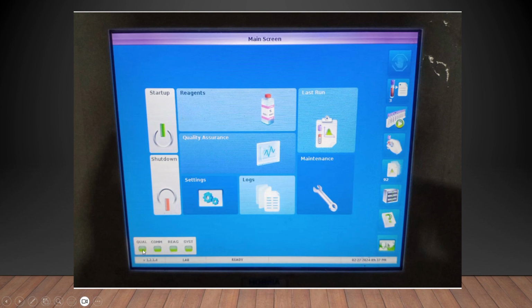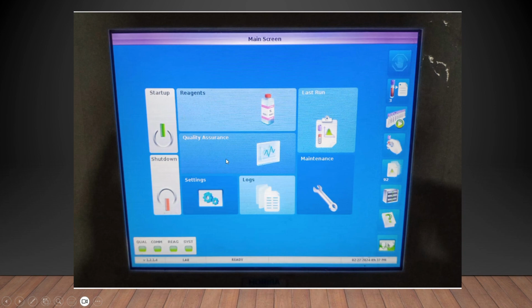Quality control sometimes does become red. Communication may show red, but still the instrument will keep working. Reagent, if the reagent level is a little lower, may also show red. So the important thing is the system should never be red. If the system is red, it usually indicates that the instrument is not ready to run.